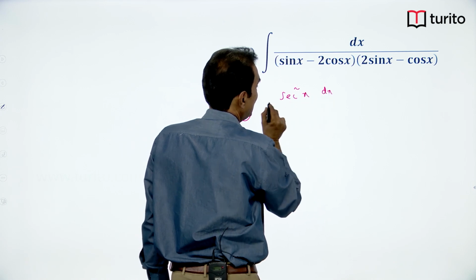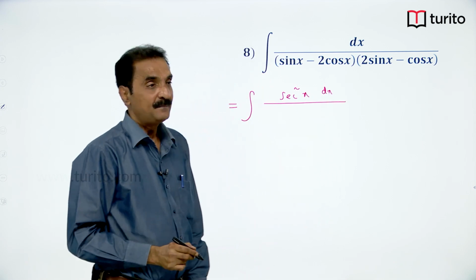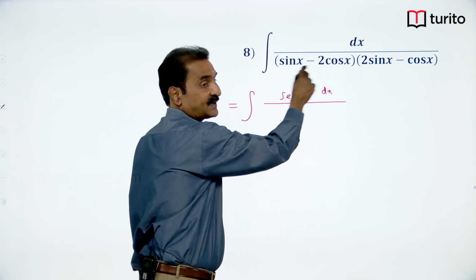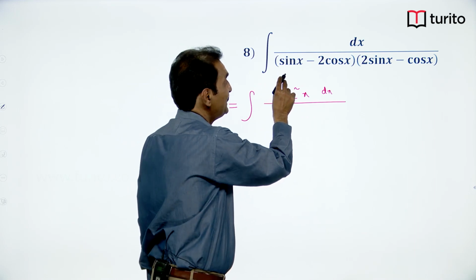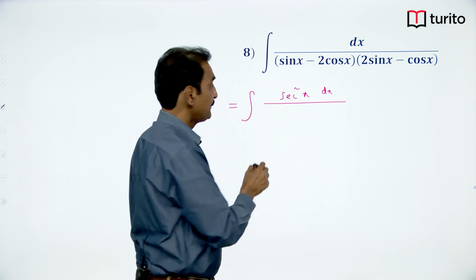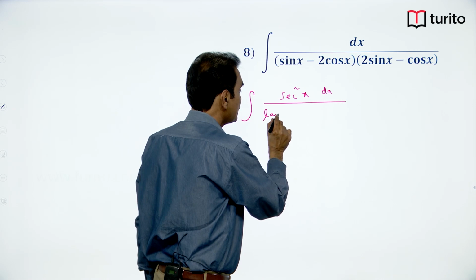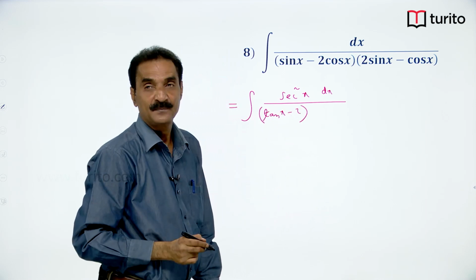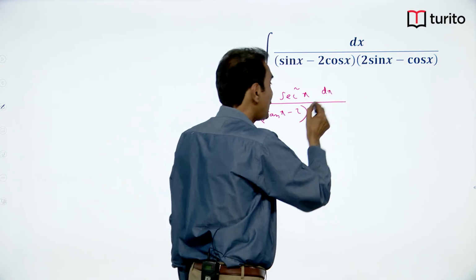Secant square x dx by... if you take cos x common, it becomes tan x minus 2 into 2 tan x minus 1.